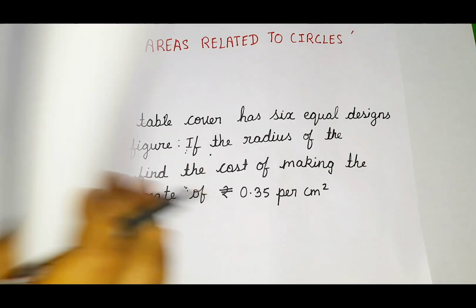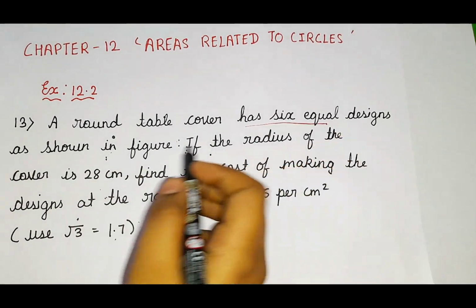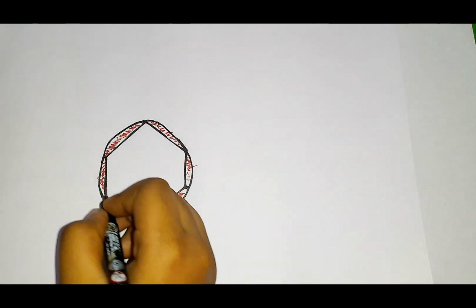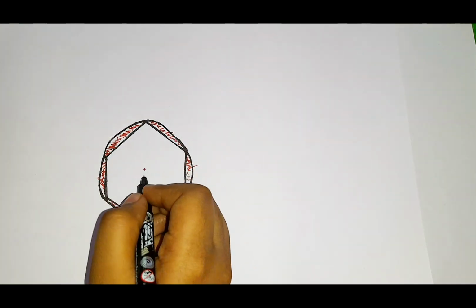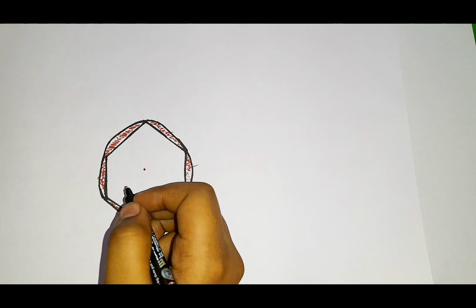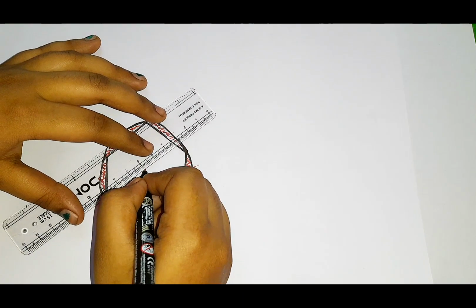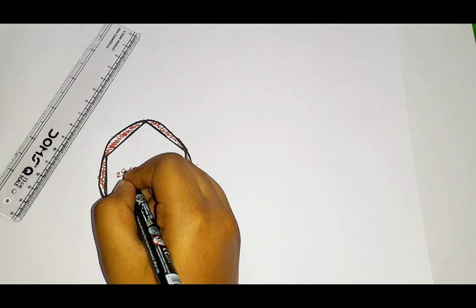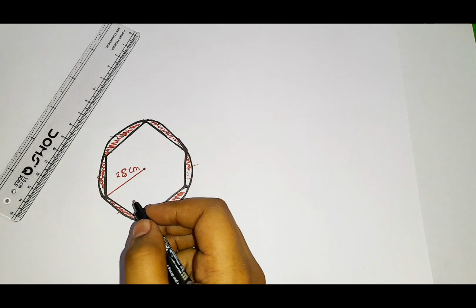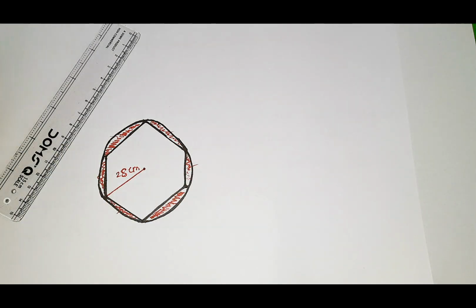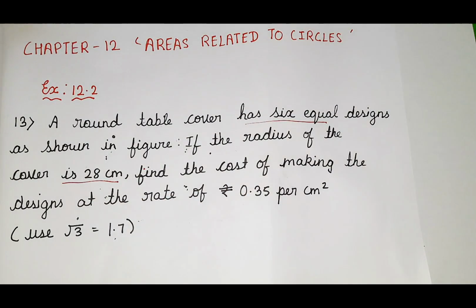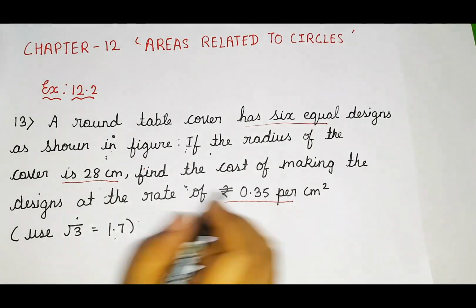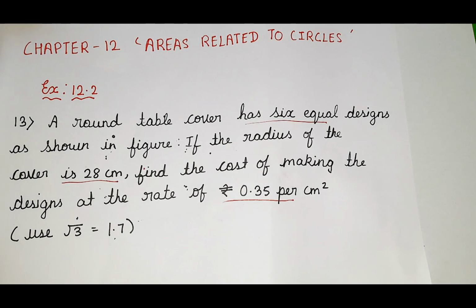Since you know the table has 6 equal designs, if the radius of the cover is 28 cm, here you can take this as the midpoint, I mean the center of the circle. If I just draw a line like this, then it is 28 centimeter. So the radius is 28 centimeter. We are supposed to find the cost of making designs at the rate of rupees 0.35 per centimeter square.